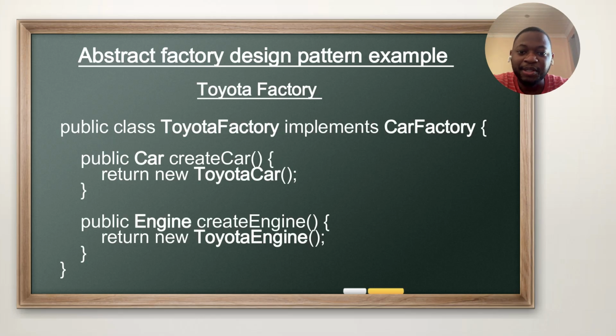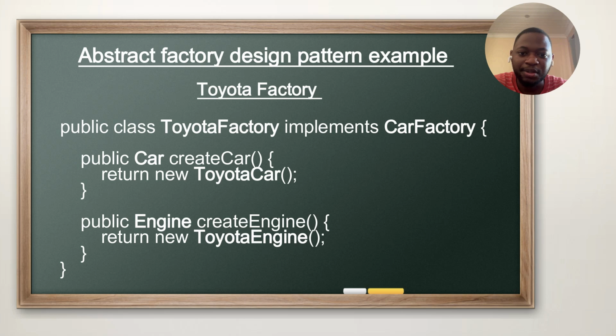Here we have our Toyota factory class that implements the car factory interface. It will help us now build our Toyota product. We are required to implement the create car method, and we just return the Toyota car object. Below that we're required to create the engine, and we just return the Toyota engine object. Let's go to the next slide.